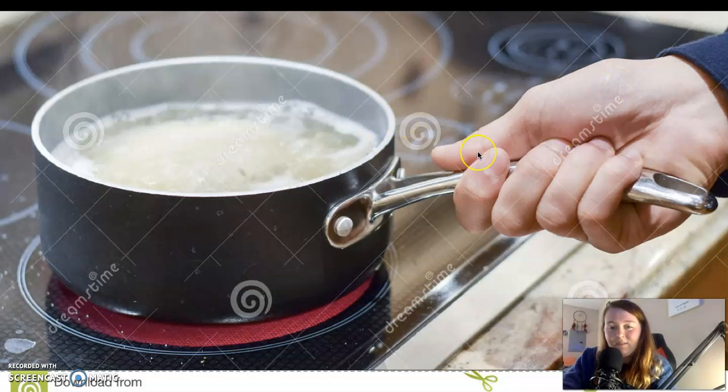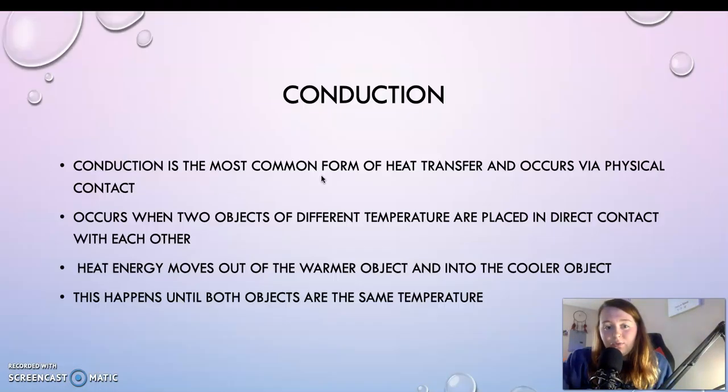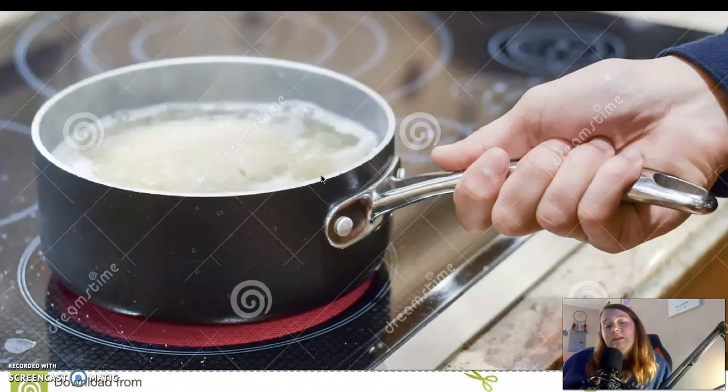I'm going to go back to this pot. Alright, so we have the three examples of heat transfer. One of them is conduction, whenever it transfers through physical contact. Convection is whenever fluid moves to heat up the area. Fluid physically moves into an area of different temperature, and heats up the area or cools it down. And then radiation is whenever electromagnetic waves are put off and heat something up.